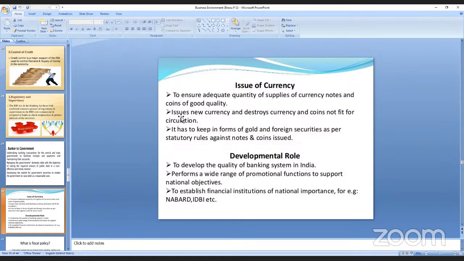Ma'am, kindly repeat once again. I didn't understand this point, ma'am. So here it has to be kept in the form of gold and foreign security as per the statutory rules against the notes and coins to be issued. So accordingly, suppose you are going to print some more notes, the value of gold and foreign securities should be deposited. This is the statutory condition, the rule.